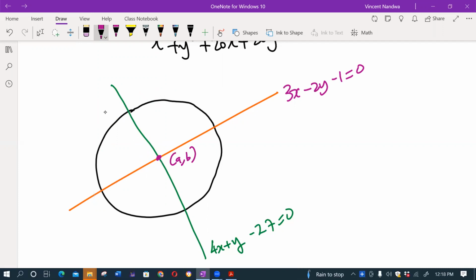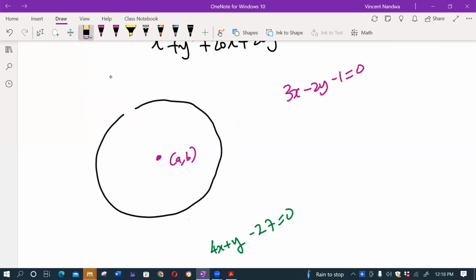Okay, so this is not the case. The problem should have been: the center of the circle is given by (2, 3), but the circle passes through the intersection of these two lines.